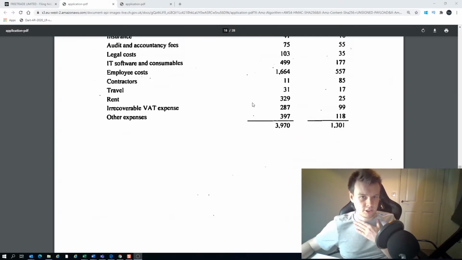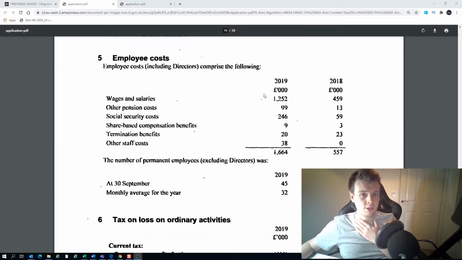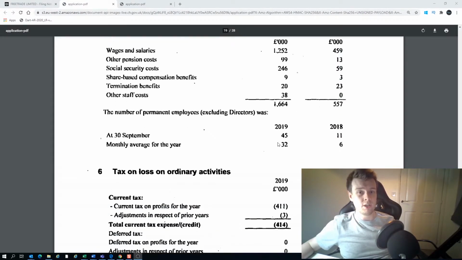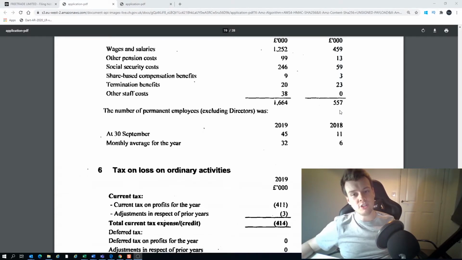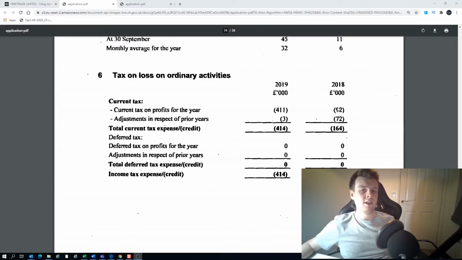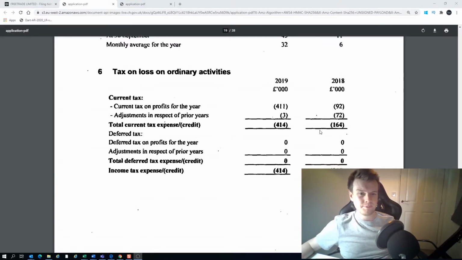You can find out a lot about a business within its operating expenses. You can then go into deeper detail around the employee costs, and we can see here that actually the employee costs have increased by around £800,000, and that's just wages and salaries. So what I'm expecting here is the headcount to have increased, and lo and behold, you can see that the number of permanent employees, excluding directors, was 45 as at September compared to just 11 in the previous year. This entity is definitely a growth startup entity.